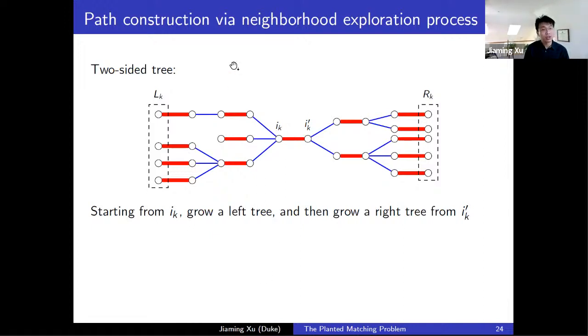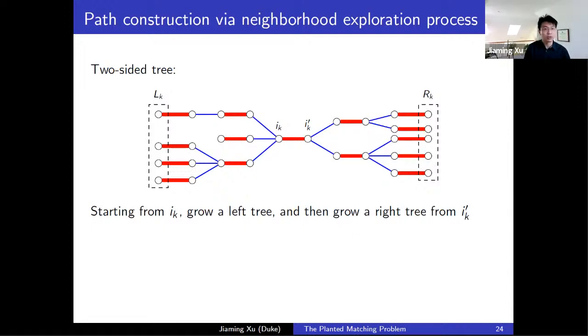For the general distribution, we do that using this neighborhood exploration process to construct this so-called two-sided tree. Basically, you focus on a particular red edge, let's say ik and ik prime. You start from ik, do the local exploration, and construct this left tree. Now you start from ik prime and grow a right tree. The leaves of the left subtree are my lk that I showed you earlier, and the leaves of the right subtree are the rk. Okay, that's the high-level idea.